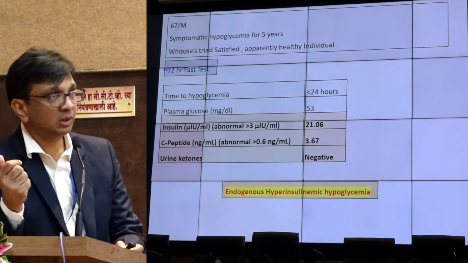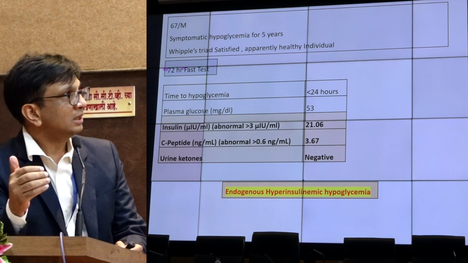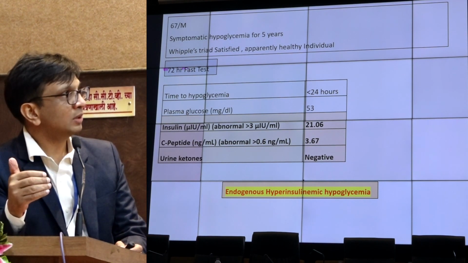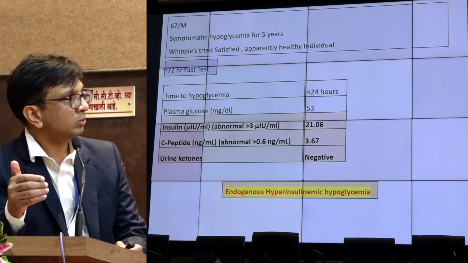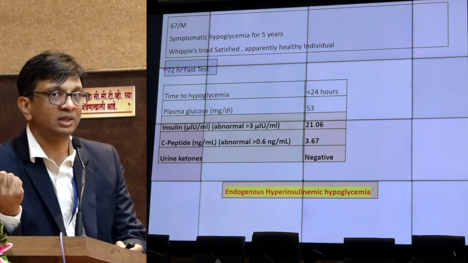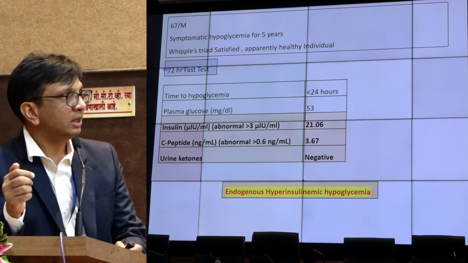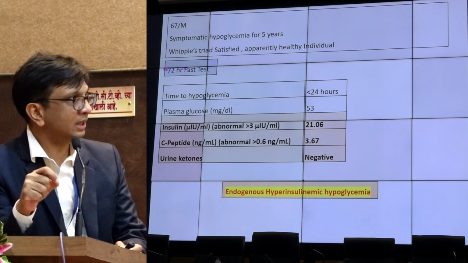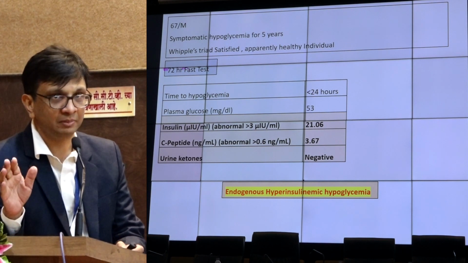So this individual who had hypoglycemia was put to a 72-hour fast test. Time to hypoglycemia, he went into hypoglycemia within 24 hours. Glucose was documented to be 53. At the time of low glucose, there is no business for the insulin to be there in the blood system, which was 21. C-peptide was high. Urine ketones were negative. So it is an endogenous hyperinsulinemic hypoglycemia.